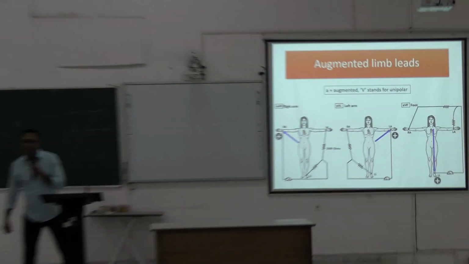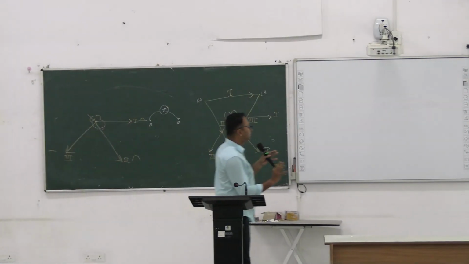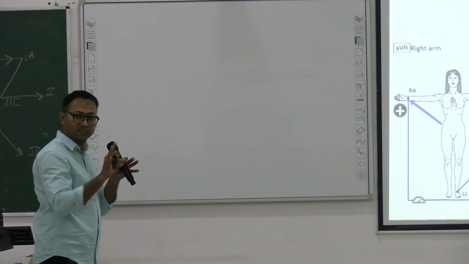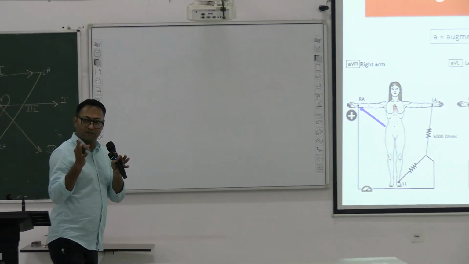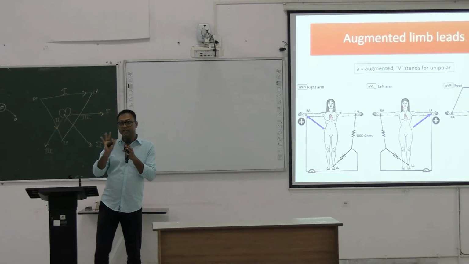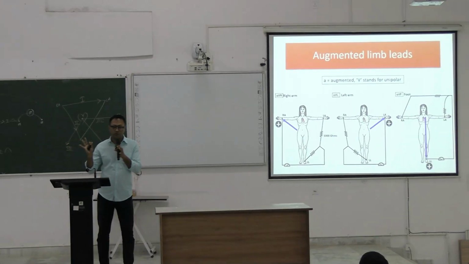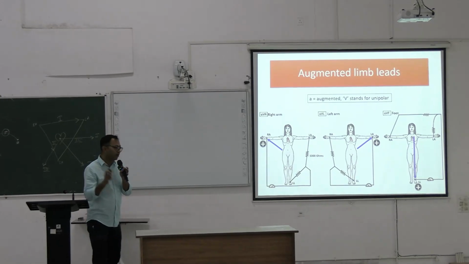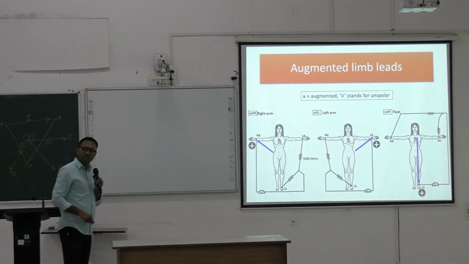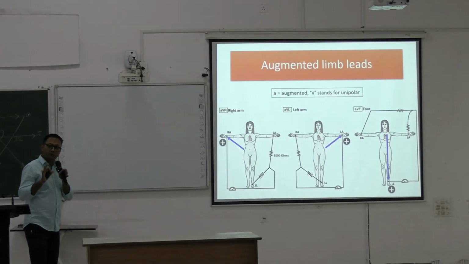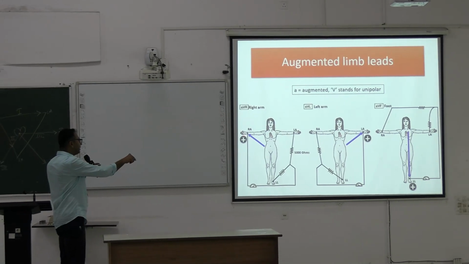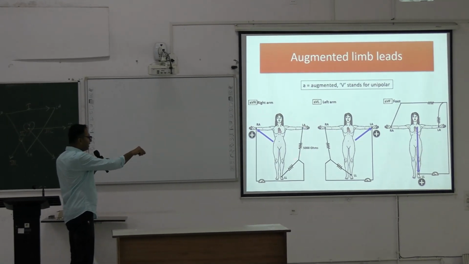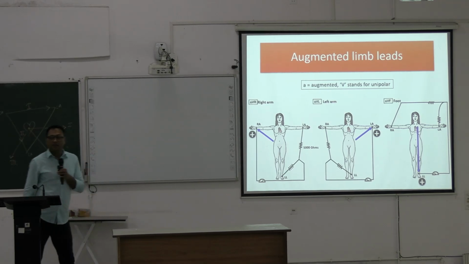Clear? Okay, so your AVR is again two points. Any lead will measure potential difference between two points, so can you say what those two points are for lead AVR? AVR is measuring potential difference between RA and a common point connecting LA and LL.